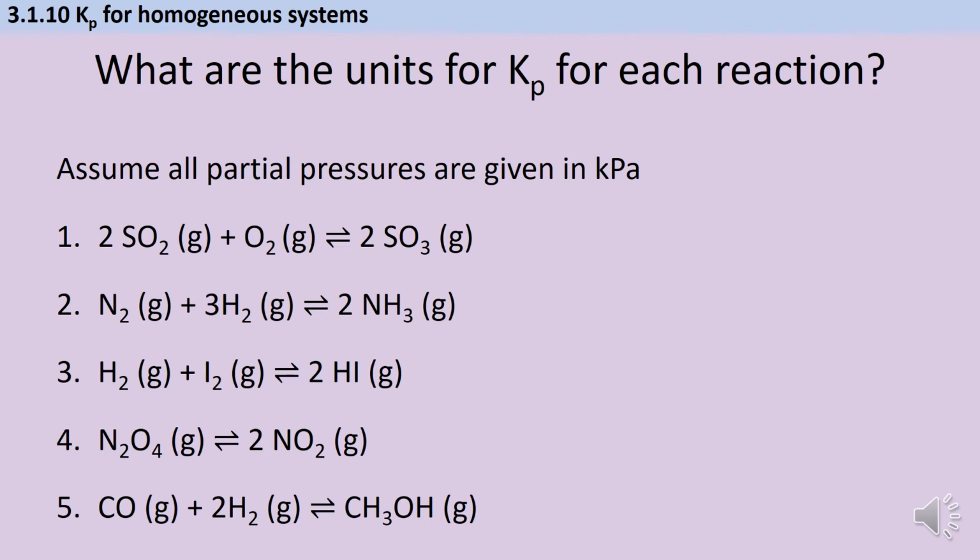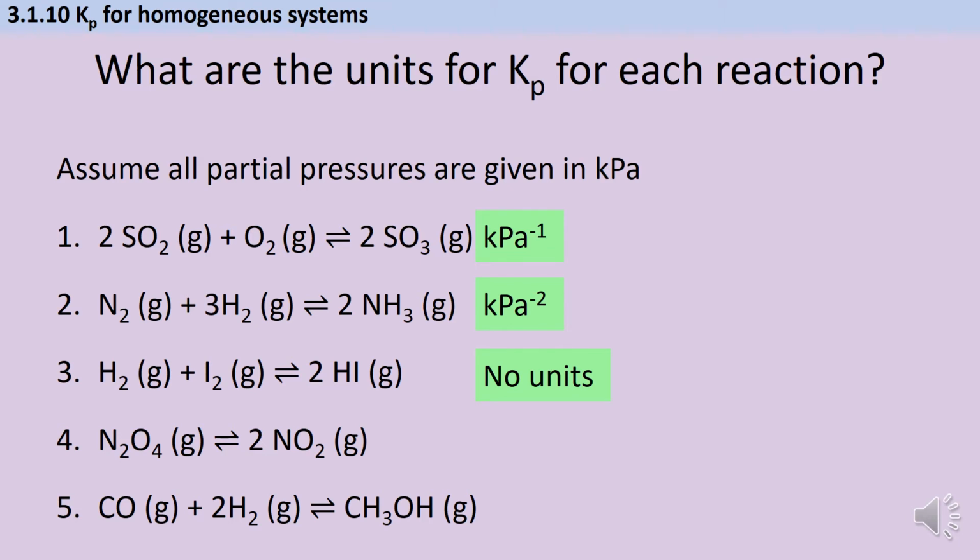So for question 1, there is 1 more mole of gas on the left hand side of the equation than the right hand side, and so I'm going to end up with kilopascals to the minus 1. In question 2, I've got 2 more moles on the left hand side than the right, so it's going to be kilopascals to the minus 2. For question 3, the number of moles on the left and right of the equation is the same, they balance out, and so all of the units cancel, and in fact Kp for this reaction will have no units.